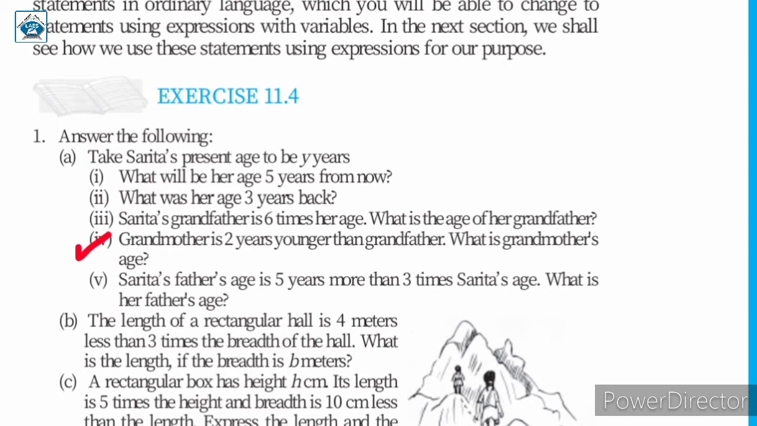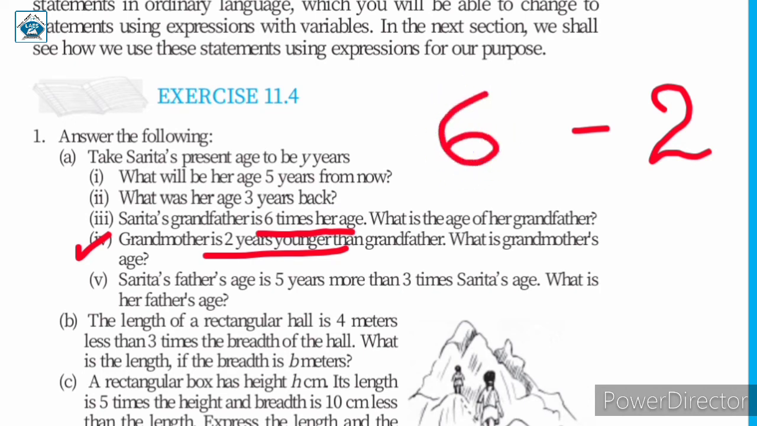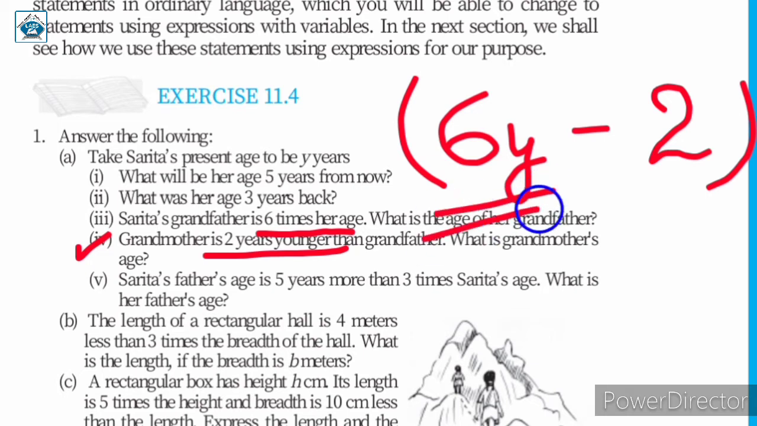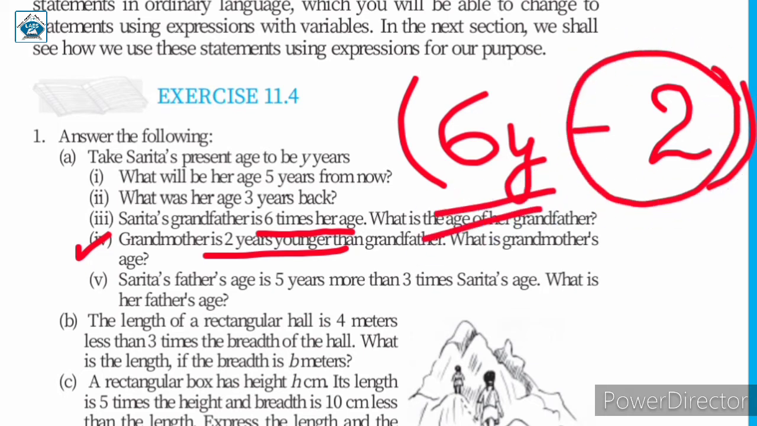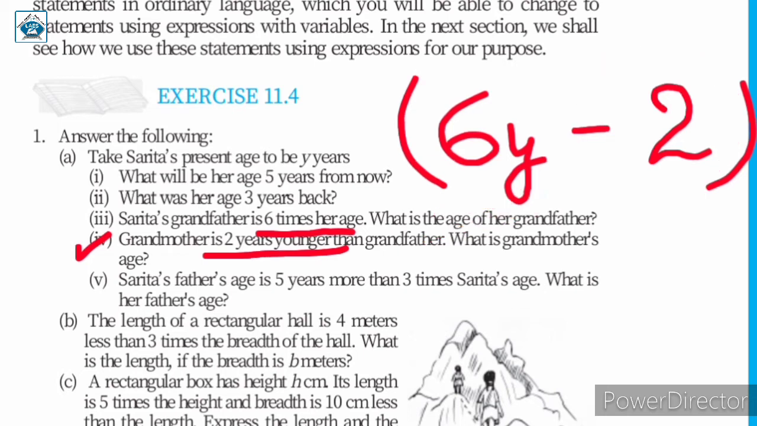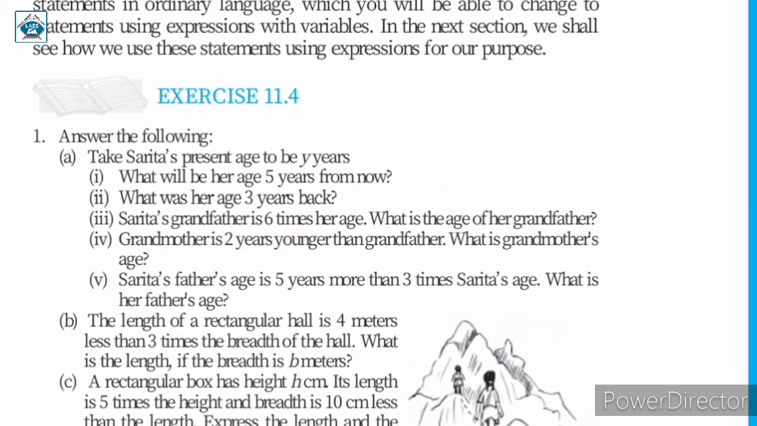Grandmother is 2 years younger than grandfather. What is grandmother's age? 2 years younger. Younger means we will subtract 2. And what was grandfather's age? Just like we found out, 6 times Sarita's age. So 6Y minus 2. We subtract 2 here because grandmother is younger than grandfather. So grandfather's age minus 2 will be the age of the grandmother. So 6Y minus 2 years is grandmother's age.